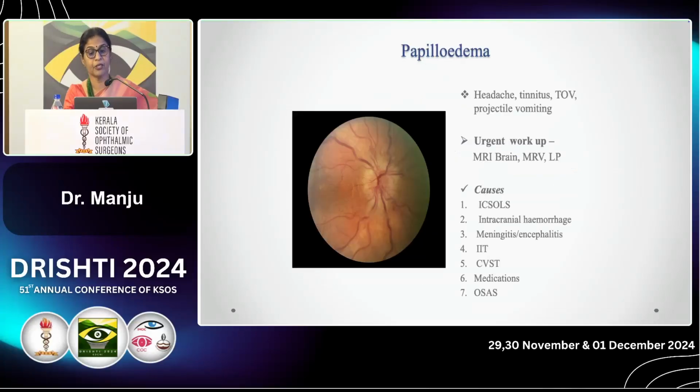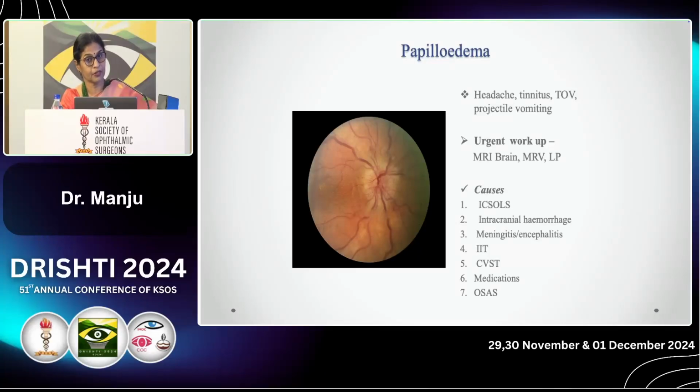Now, a patient complaining of headache, tinnitus, transient obscuration of vision, visual acuity recorded is 6 by 6 in both eyes, but the fundus shows a hyperemic disc edema with dilated vessels and a few hemorrhages and exudates in the peripapillary region and in the macula. We think of an established papilledema.